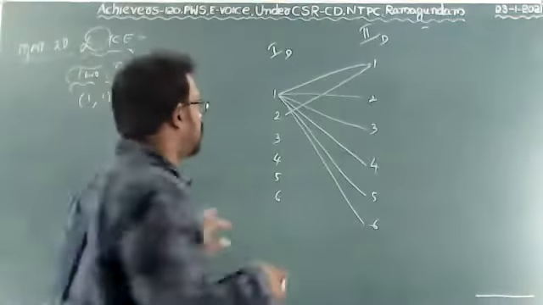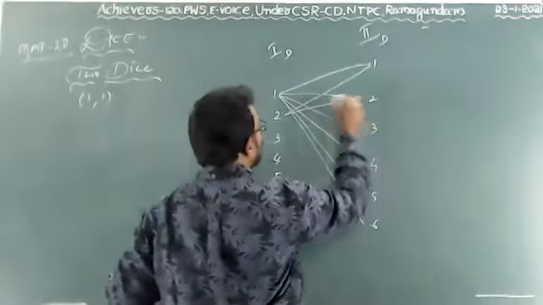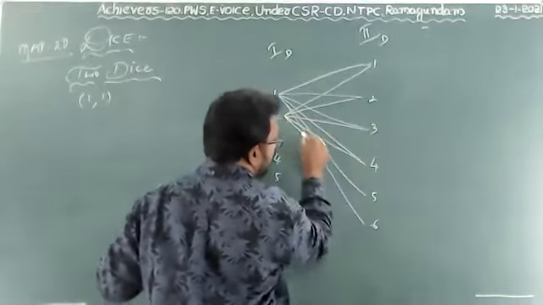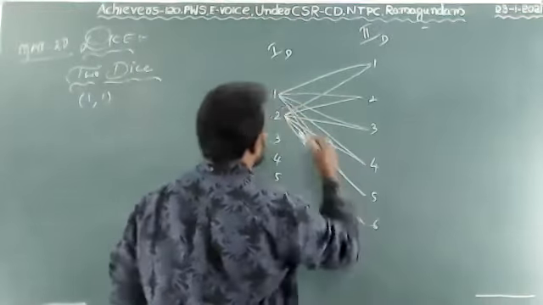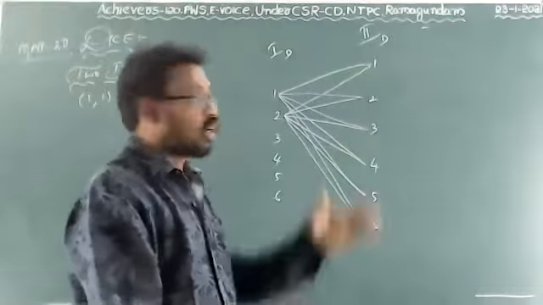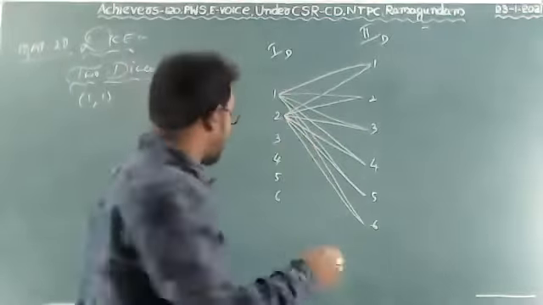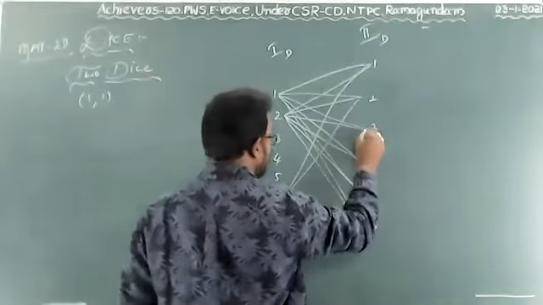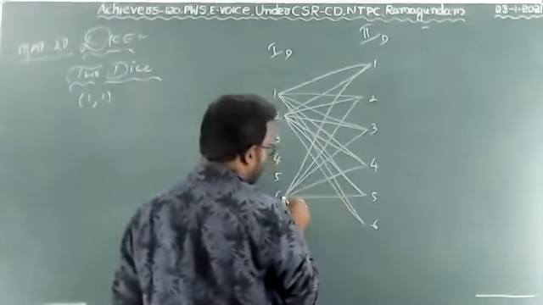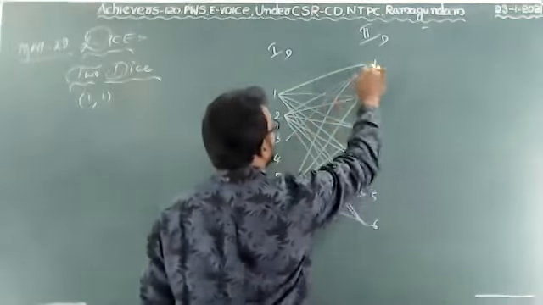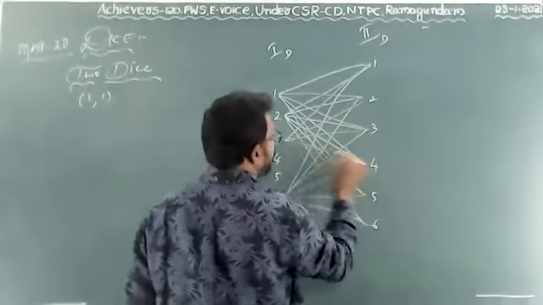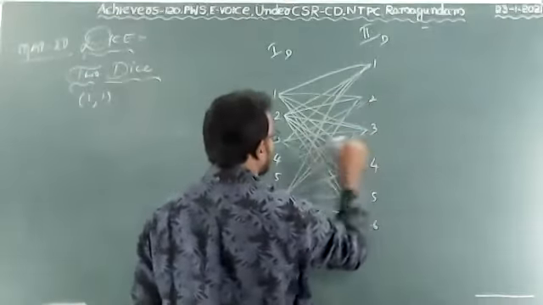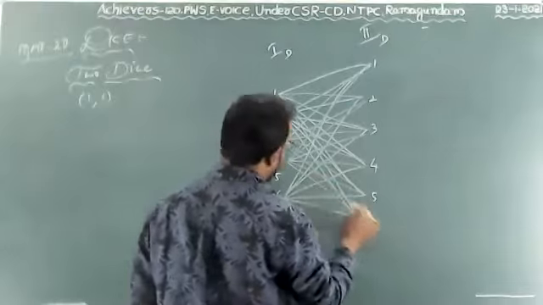One more time, you can see 2, 2. Next, 2, 3, next 2, 4, next 2, 5. Like this, it will go. Suppose all the 12 times come, then the 13th time, 6, 1. Next, 6, 2, 6, 3, 6, 4, 6, 5. Next, 3, 1, 3, 2, 3, 3, 3, 4, 3, 5, 3, 6. Next, 4, 1, 4, 2. Like this, how many times totally can you see?